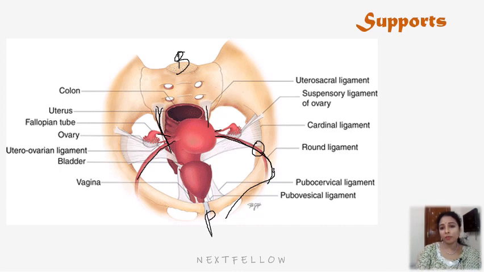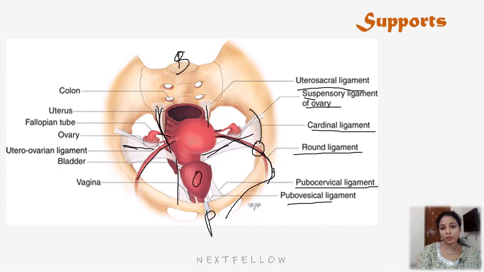So that is about this, and we can appreciate the transverse ligaments also and how they blend with the lateral wall. This is the cardinal ligament, this is the round ligament and the uterosacral ligament, and the suspensory ligament of the ovary is a part of the broad ligament. The pubovesical ligament is between the urinary bladder and the pubis, and the pubocervical ligament runs from the cervix of the uterus to the pubis.